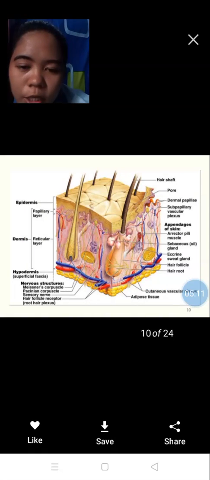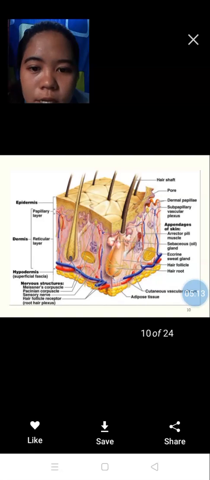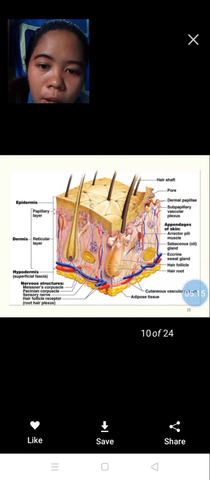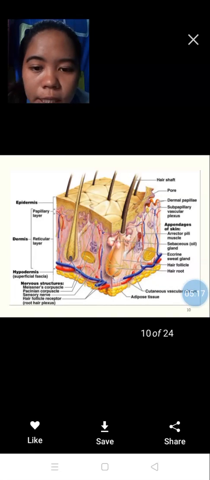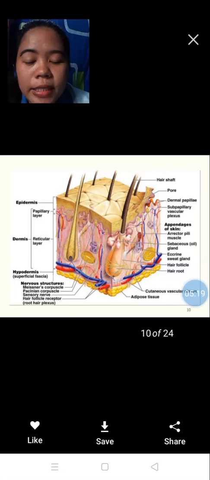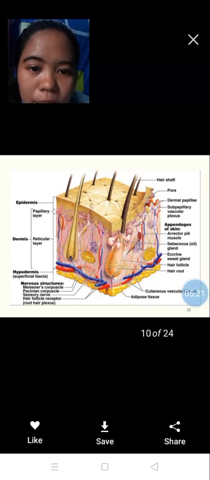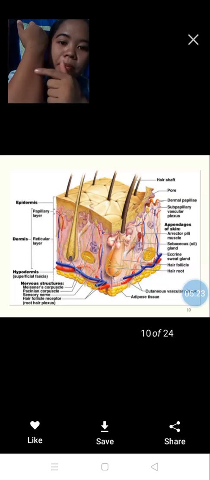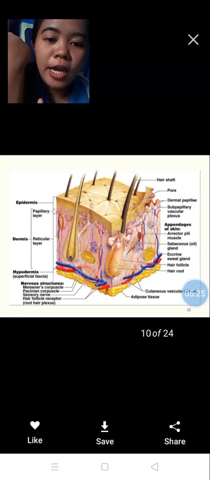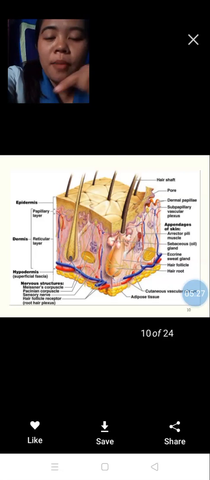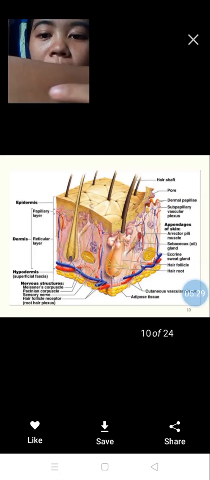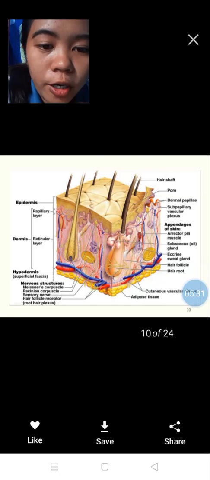So, we have here a diagram of skin. As you can see, the epidermis is at the top, at the surface level. The hairs above are what we call the hair shaft. The small openings in our skin are what we call pores.